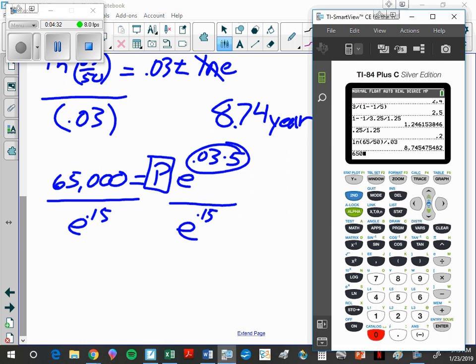So 65,000 divided by e to the 0.15. What does that mean? She needs to invest $55,946 in order to grow to 65,000 in 5 years.